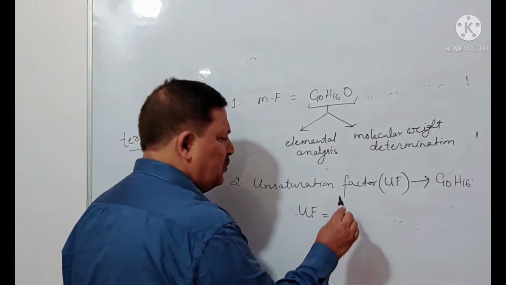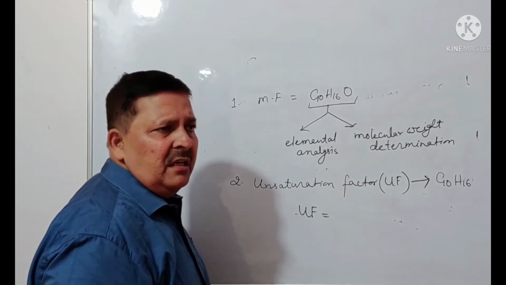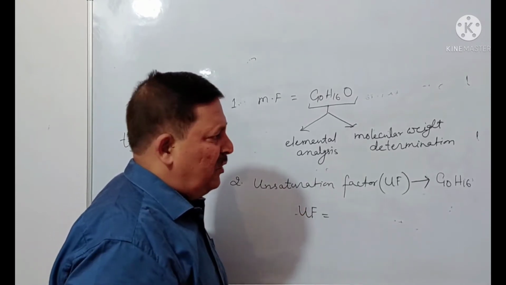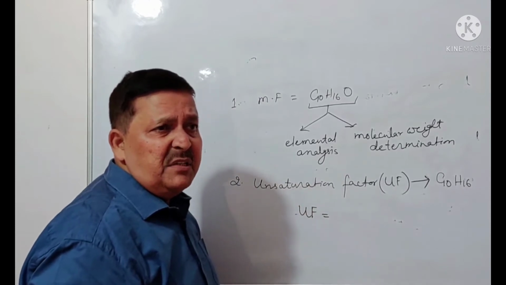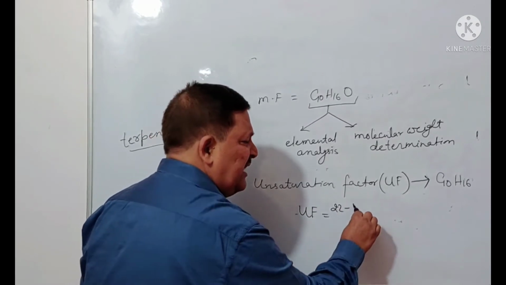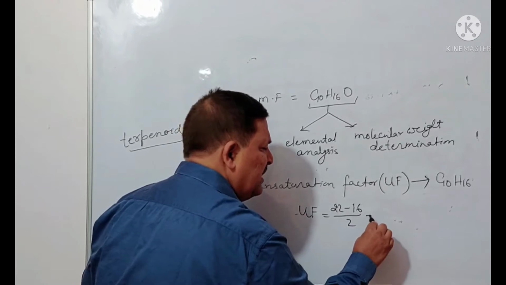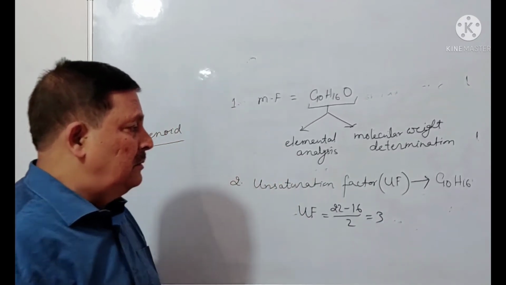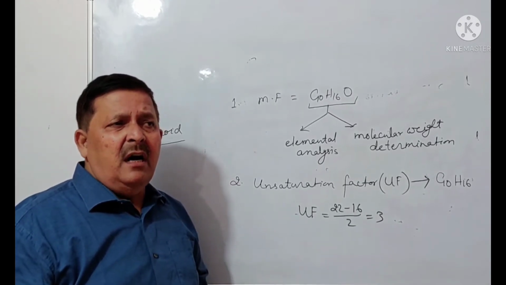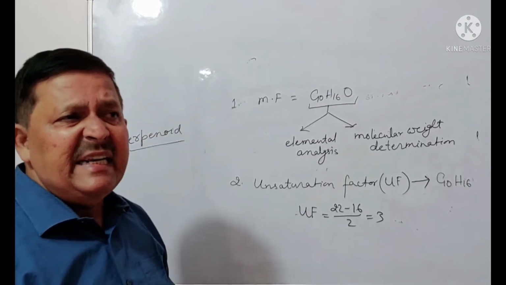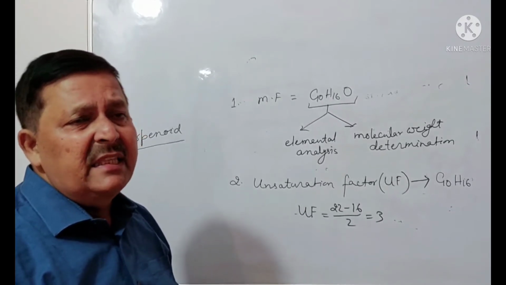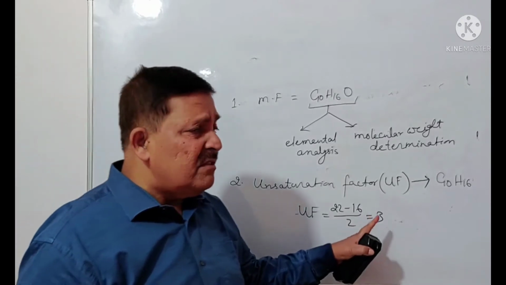By using the expected molecular formula of the hydrocarbon, it is possible to calculate the unsaturation factor. It is equal to the total number of hydrogens in the alkane with equivalent number of carbon, minus hydrogens in the expected hydrocarbon, divided by 2. So it has 10 carbons, so an alkane of 10 carbons must have 22 hydrogens. So 22 minus 16 by 2 is equal to 3. This indicates that the compound is unsaturated or cyclic. The unsaturation factor indicates the presence of multiple bonds or a ring in the compound.